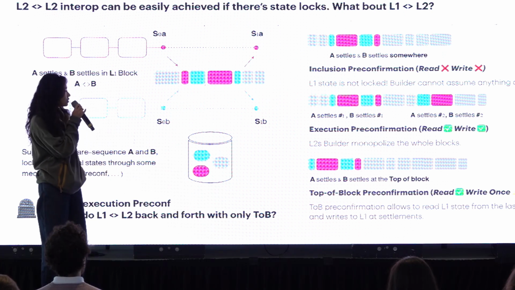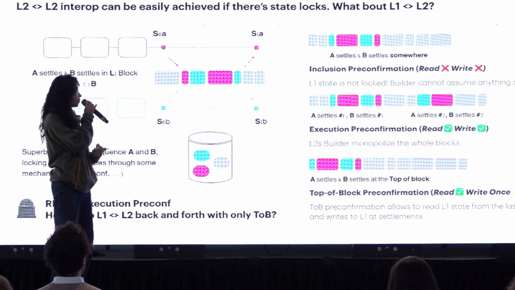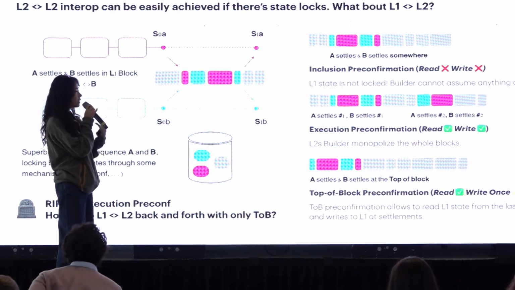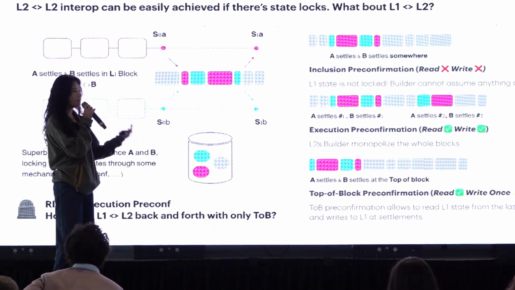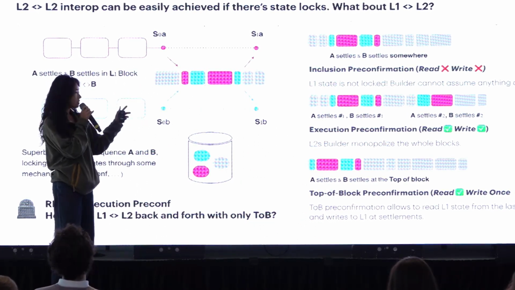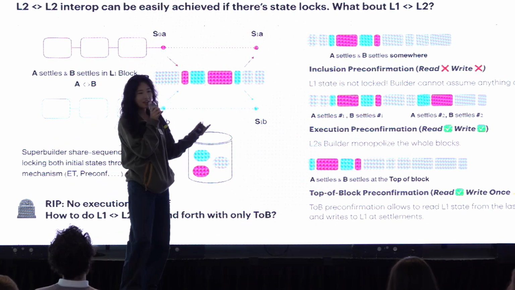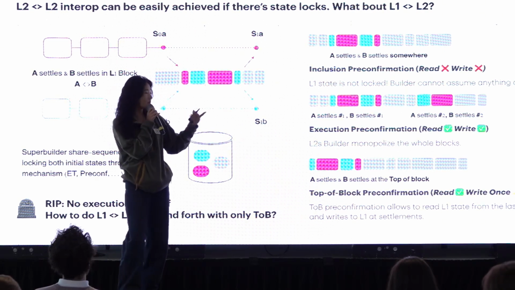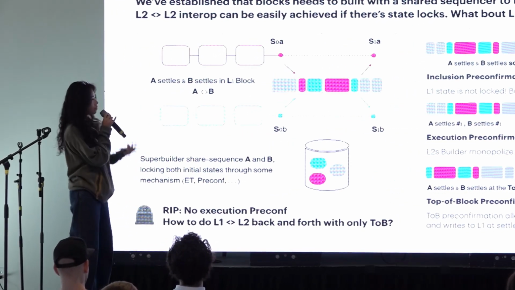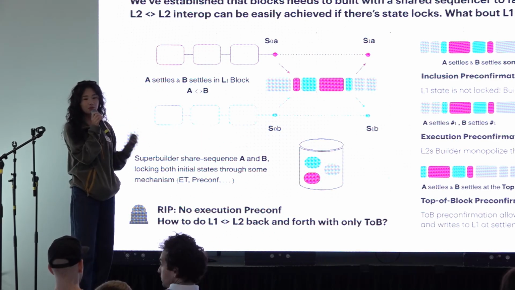So the best we have is what's called top of the block pre-confirmation, which means we can read the L1 state from the previous block because that was done, right? We can read the L1 state from the previous block and build on it as it is. Then we have one chance, as we propose, to write it back to L1 state at once. So we get partially synchronous composability, with read and write only once, right? The problem statement I want to solve today is how do we interop between L1 and L2 freely, back and forth, with only top of the block pre-confirmation.